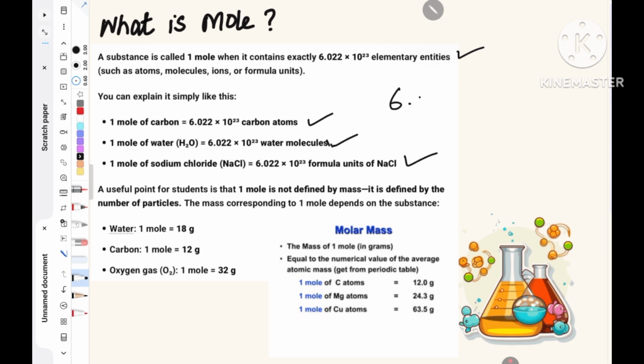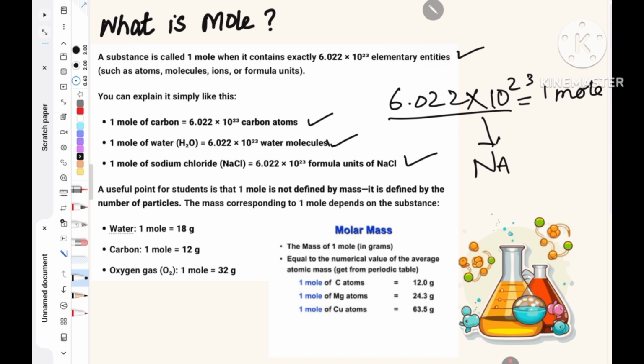Actually, this is the number present in 1 mole, and this number is known as Avogadro number. And the most important thing is that a mole is not defined by mass, it is only defined by the number of particles.